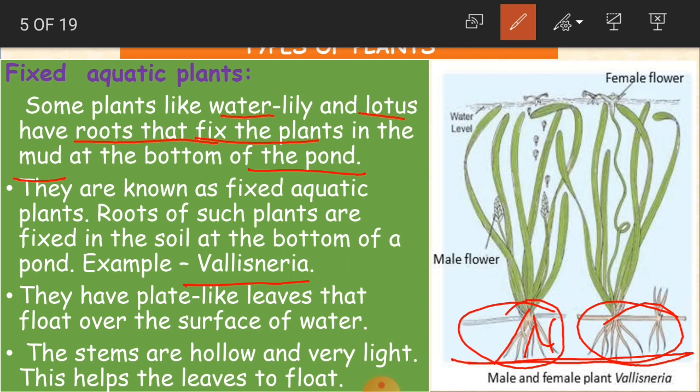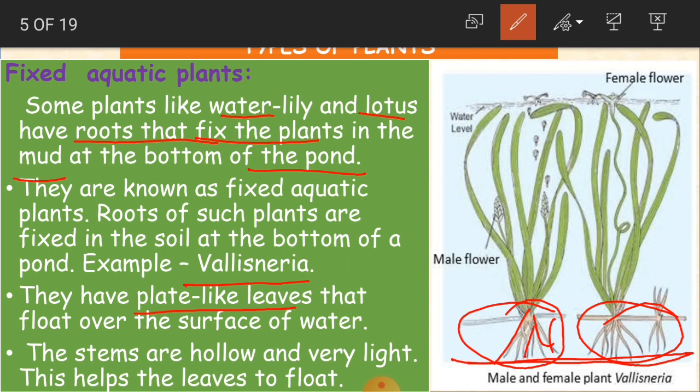Roots of such plants are fixed in the soil at the bottom of a pond. And they have plate-like leaves. How are the leaves, children? Plate-like leaves. Plate in the sense what? Like a flat area. The leaves are flat, maybe in a round shape.